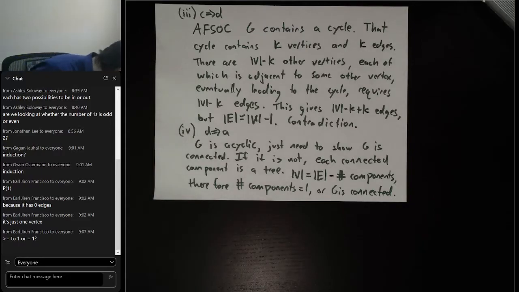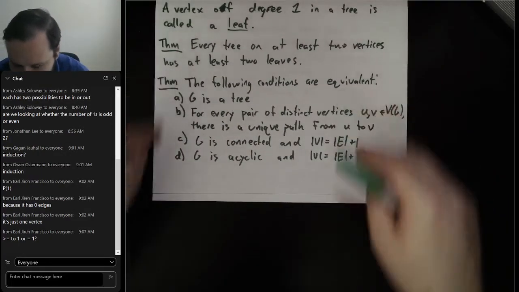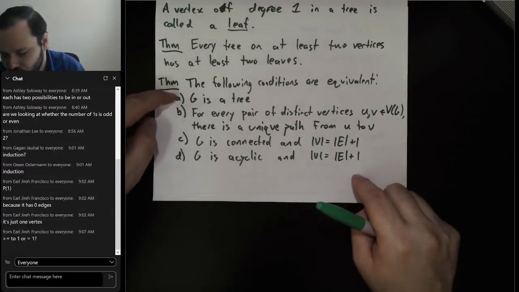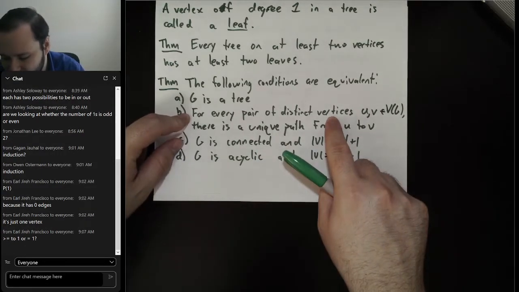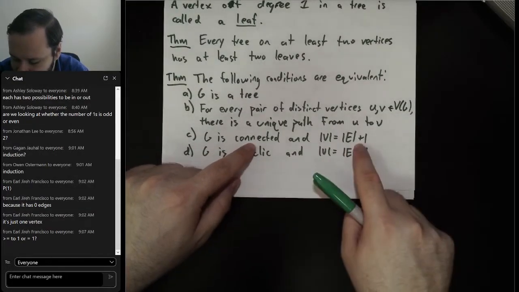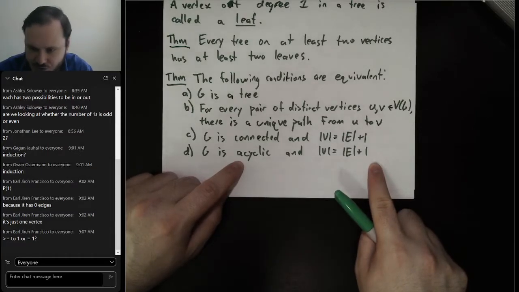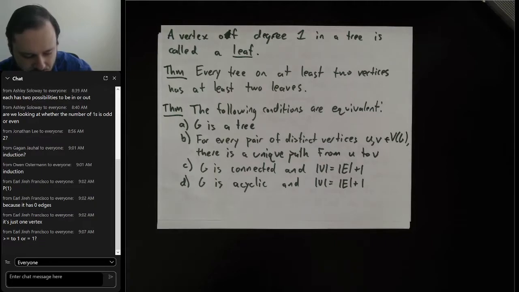But the key thing to take away are these equivalent conditions for a tree. Being a tree is equivalent to having a unique path between any pair of distinct vertices, which is equivalent to being connected and having this relationship, which is equivalent to being acyclic and having this relationship. And you can maybe read the proof more carefully another time.